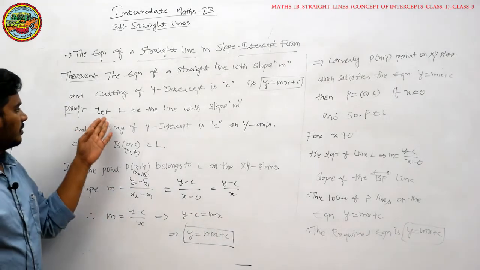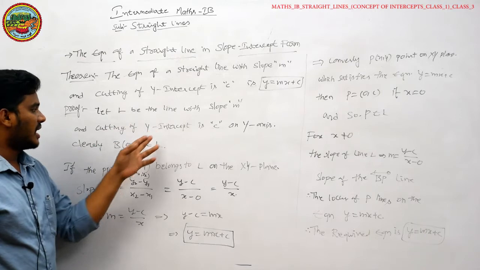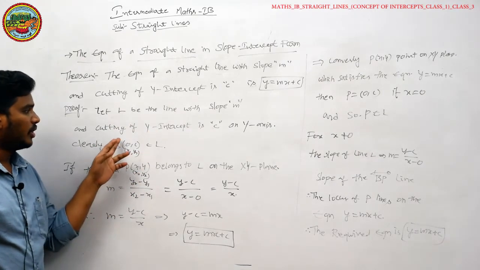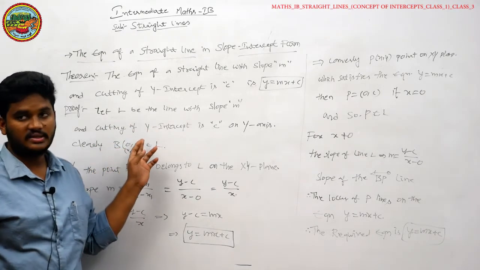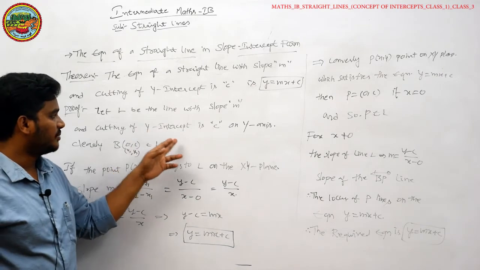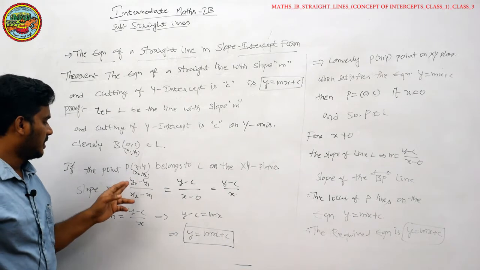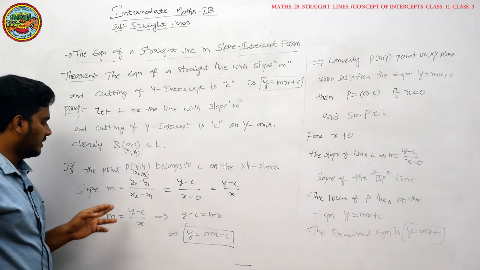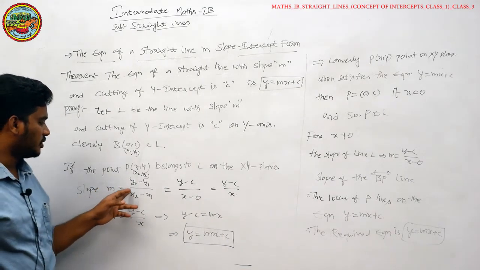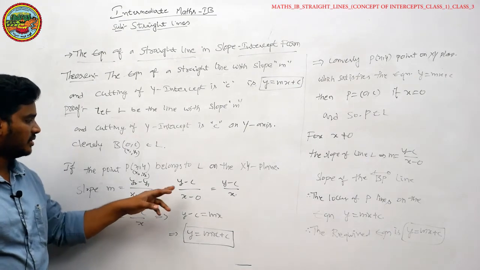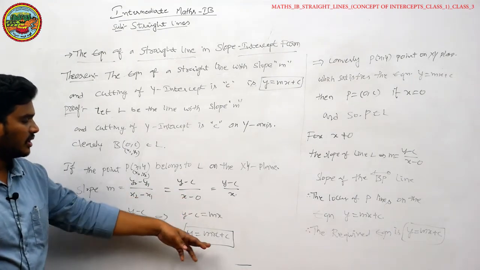So we have a line L having slope m and a point B where it intersects the y-axis, and the y-intercept is taken as c. So by using these 2 points, we find the slope of the line L, which is taken as m is equal to y2 minus y1 by x2 minus x1. We get the equation y is equal to mx plus c.